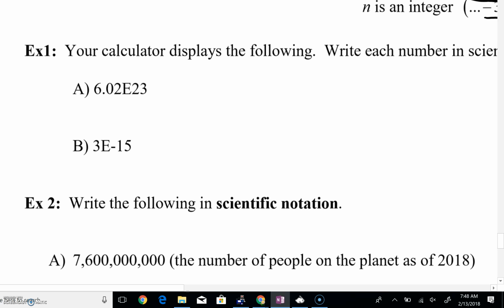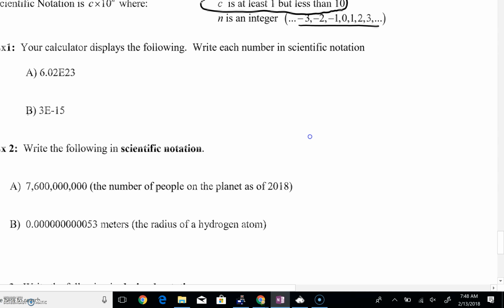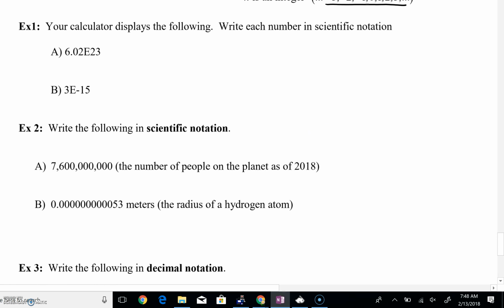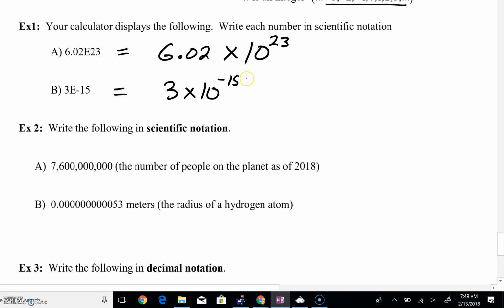Just a word of caution, your calculator displays scientific notation in a slightly different way with E. So if you ever saw 6.02E23, this is 6.02 times 10 to the 23rd. Very important that you realize that. Okay, if you type in your answer with an E, it's no good. Likewise, if you had 3E-15, that's really 3 times 10 to the -15.